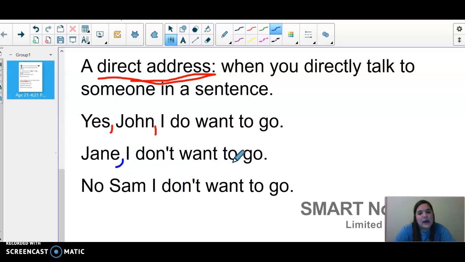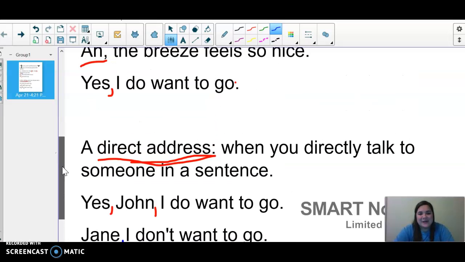So Jane, I don't want to go. That's the person. Jane is the person I'm directly addressing. Here we have no, Sam, I don't want to go. We have two things we need to fix here. We have an introductory word, and we also have a person that we are directly addressing. So we need to put a comma after our introductory word. We also need to put a comma behind the person we're directly addressing. So no, Sam, I don't want to go. Okay, so that's our basic introductions and interjections and direct addresses.